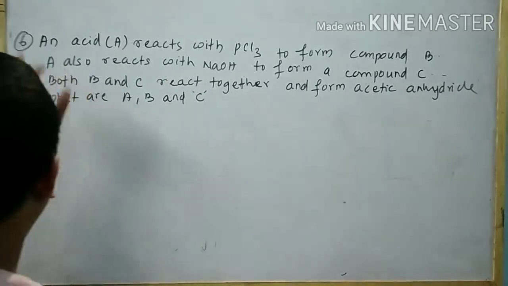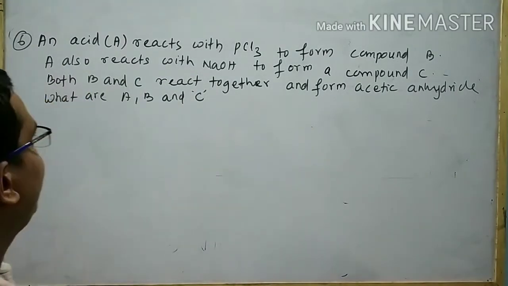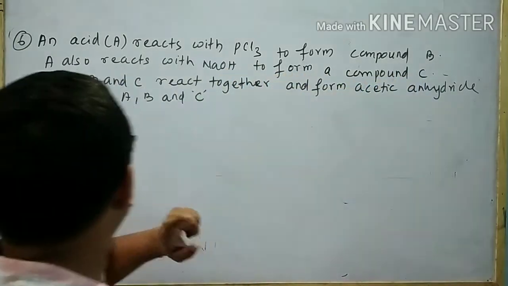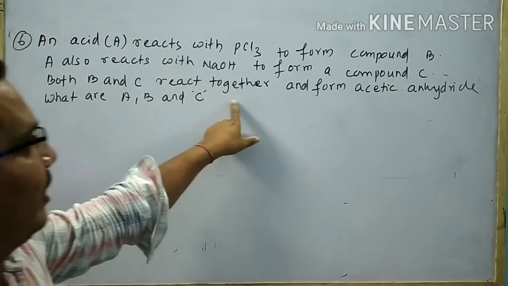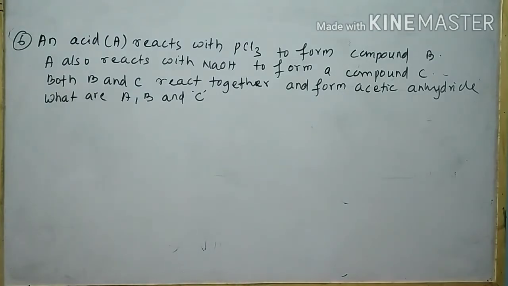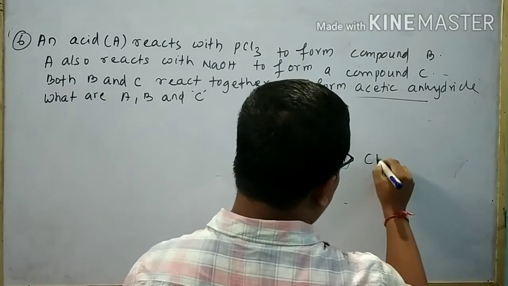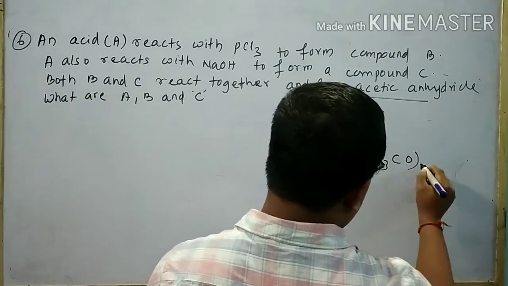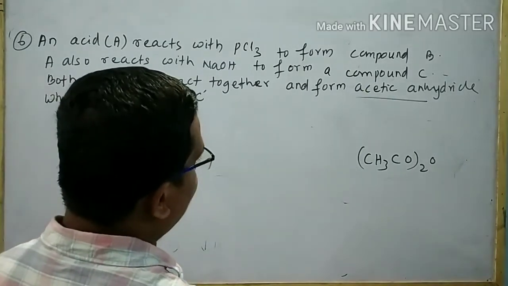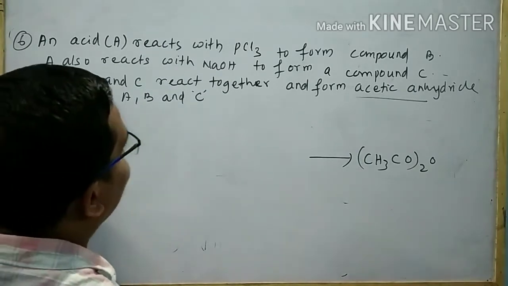This is the answer for this question. Now I will do question number 6. An acid A reacts with PCl3 to form compound B. A also reacts with NaOH to form a compound C. Both B and C react together and form an acidic anhydride. What are A, B and C? Your acidic anhydride is given. The formula of the acidic anhydride is (CH3CO)2O. This is the acidic anhydride. This can be formed by the reaction of B and C.